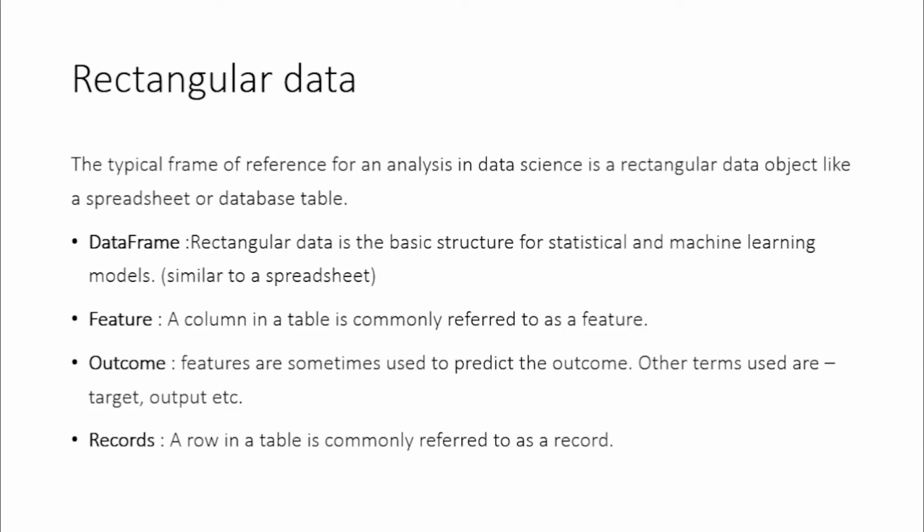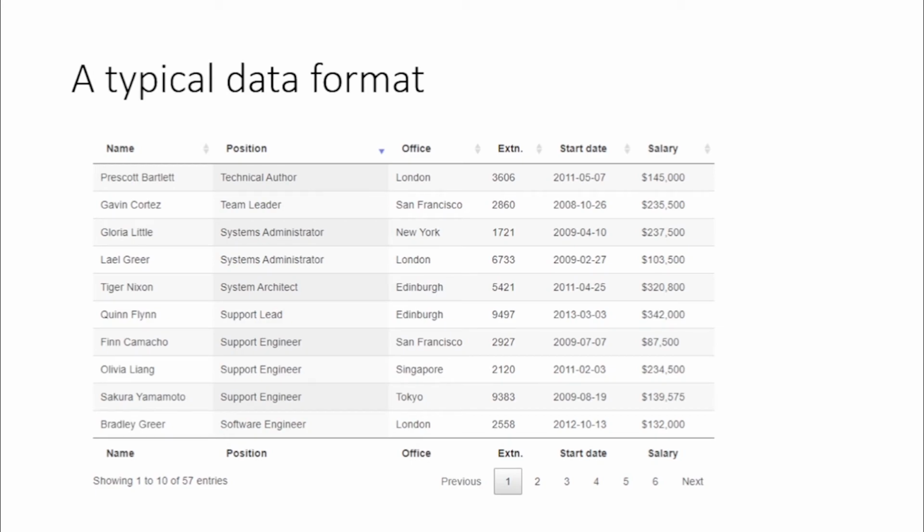Next we have records. Records are the rows of a table. A row in a table is commonly referred to as a record. This is an example of what rectangular data looks like. These are rows, and these are columns or features. We call these records, and these features. There will be one column which uses all the other features, or maybe some of them which are important, to draw conclusions, and that is the outcome or the target column, which is used to predict something or to draw conclusions.